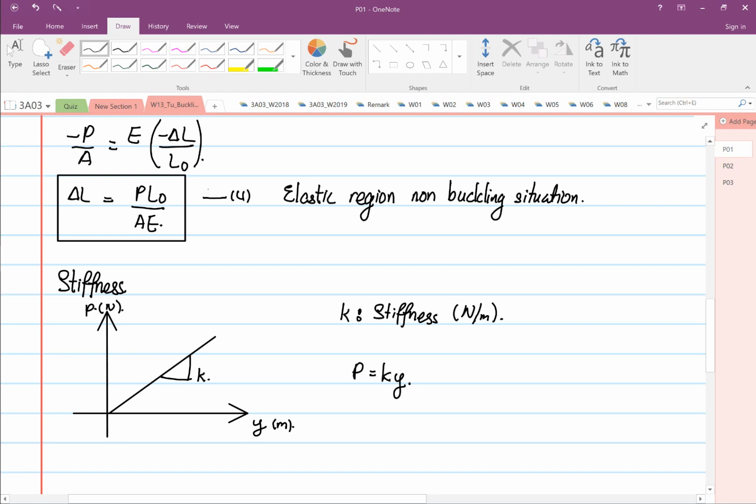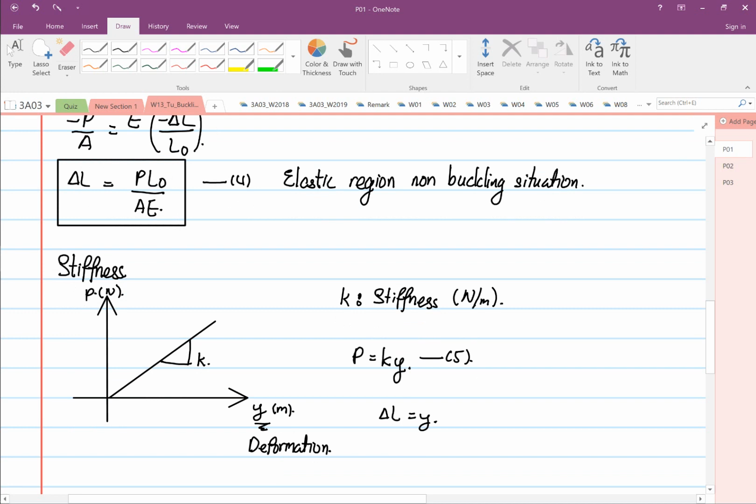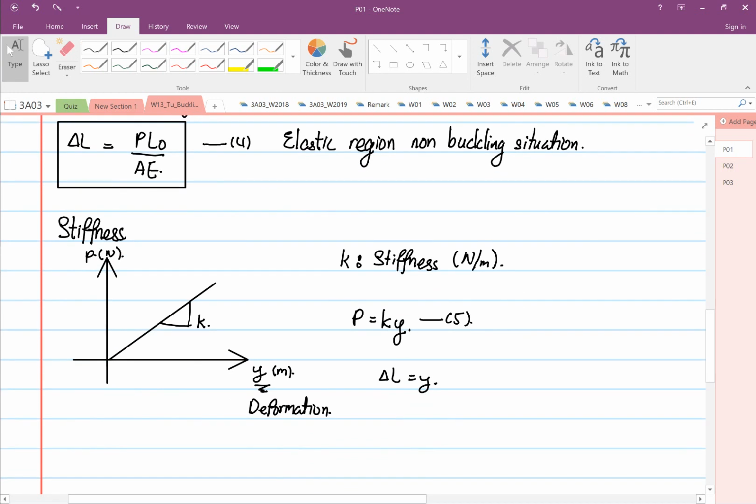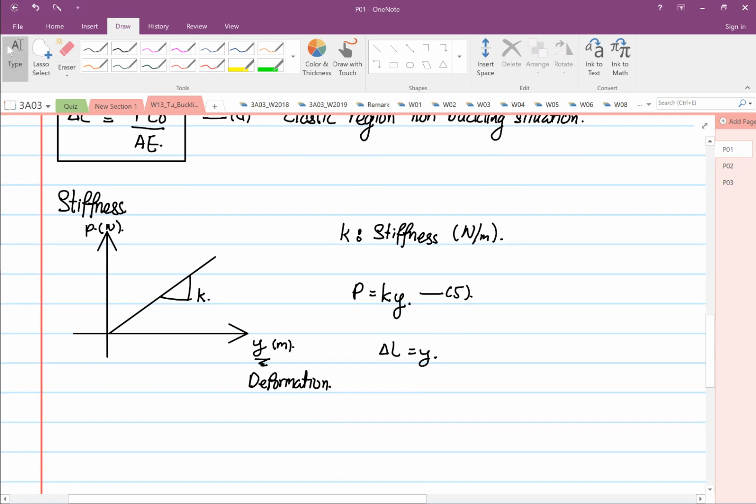Y here denotes the deformation. So the change in L is in fact equal to Y. This is my equation number 5. We can equate equation 4 and 5.